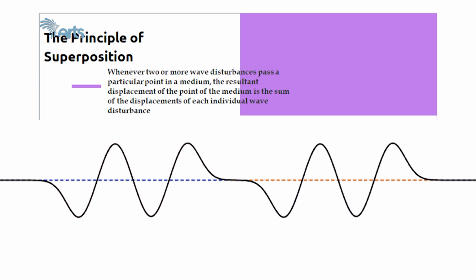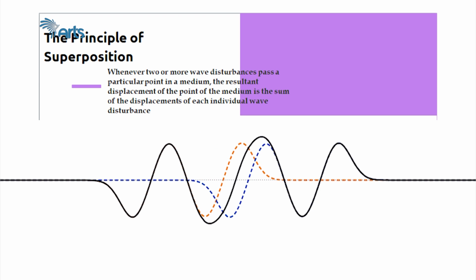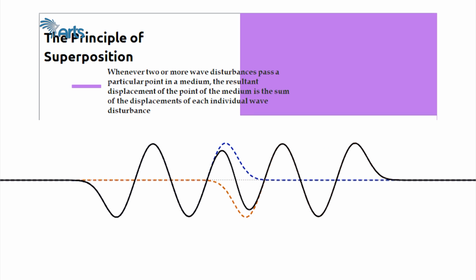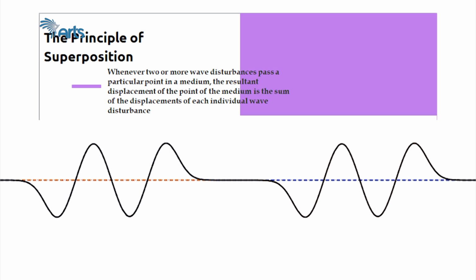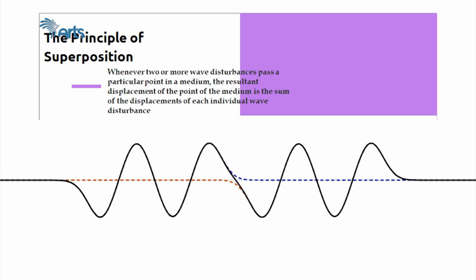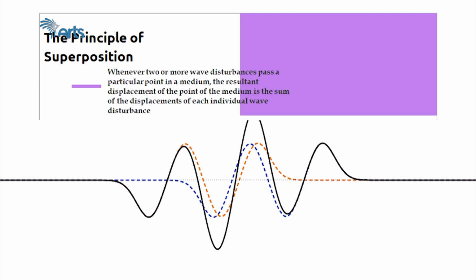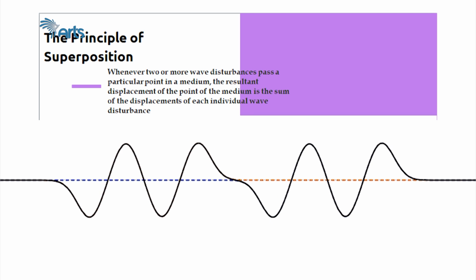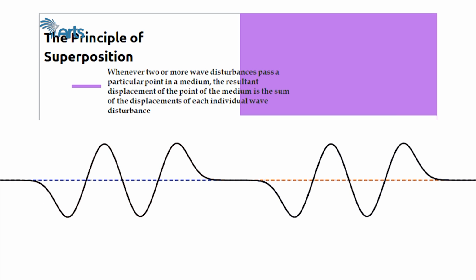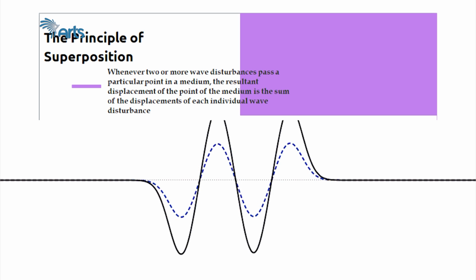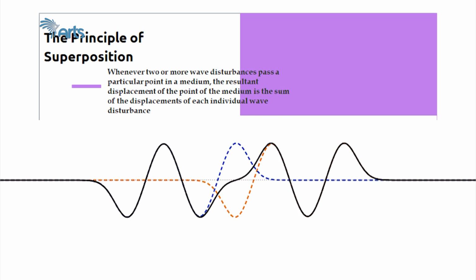The principle of superposition. What happens if two or more waves pass through the same medium at the same time? To solve this problem of multiple waves, we use the principle of superposition. This principle is based on the vector addition of the displacement associated with each wave. The superposition principle states that whenever two or more wave disturbances pass a particular point in a medium, the resultant displacement of the point of the medium is the sum of the displacements of each individual wave disturbance.